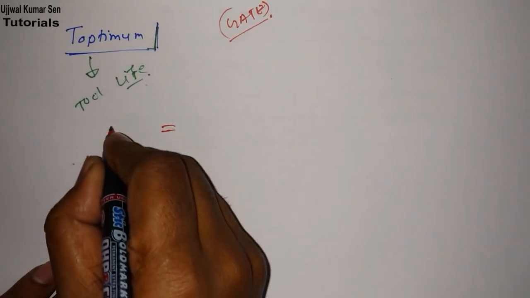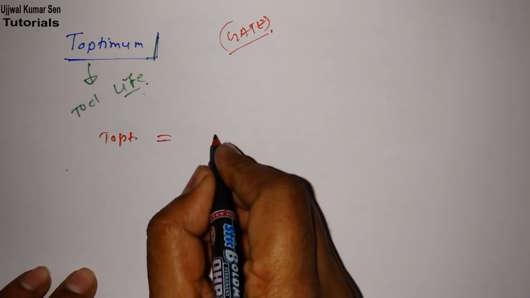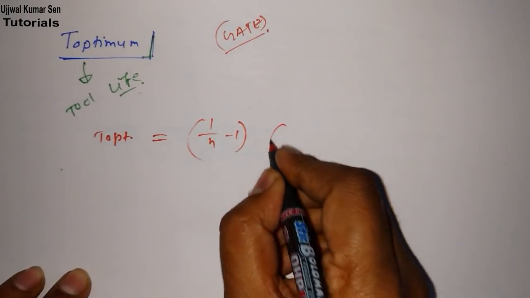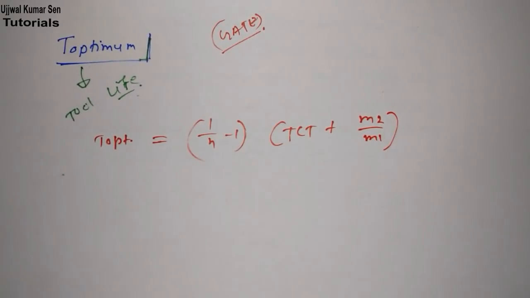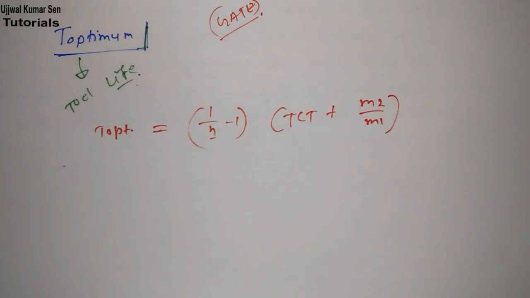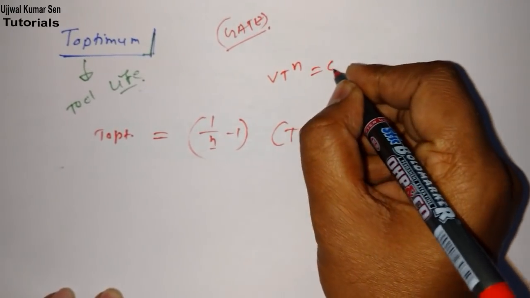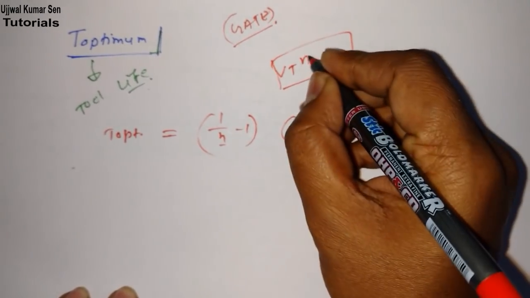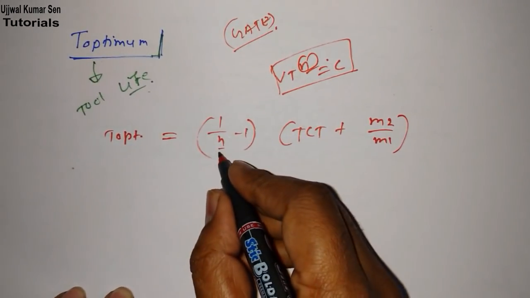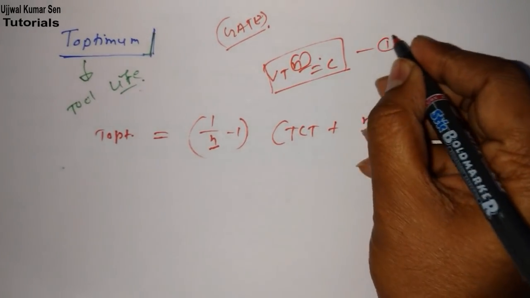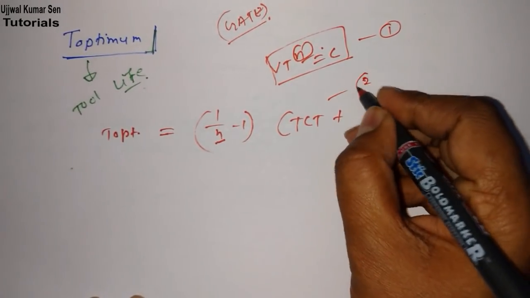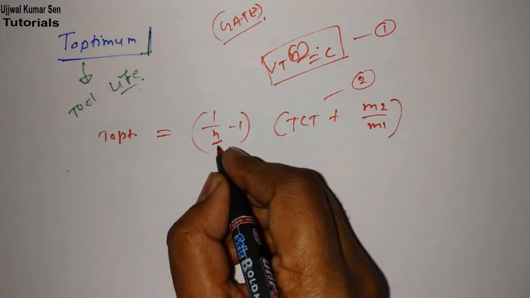So what is the formula for T optimum? Basically T optimum is equal to (1/n minus 1) times TCT times M2 by M1. I will tell you each and everything, what is N, what is this, what is that. Okay, so N is, you know, Taylor's equation, V T to the power n equal to constant, and this N is the Taylor exponent. Here I will share that this is formula 1 and this is formula 2. Two formulas we need to learn. First of all, what is N we got.